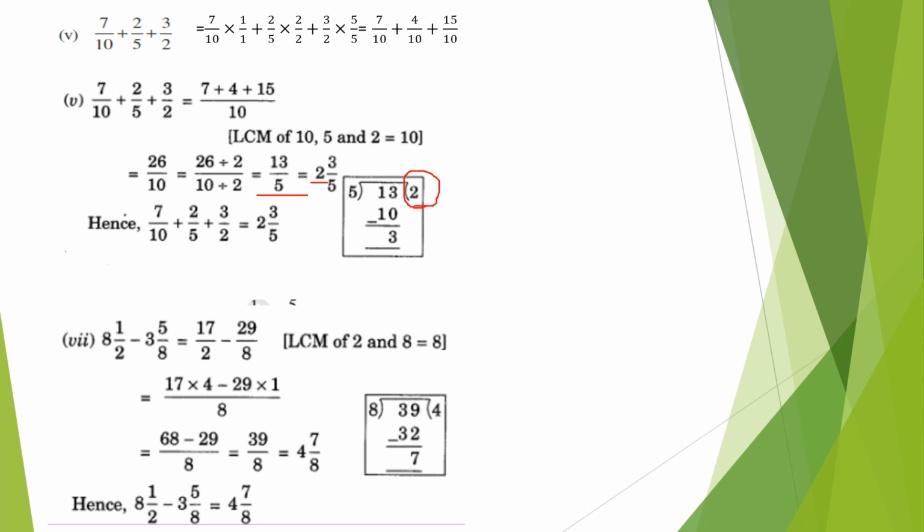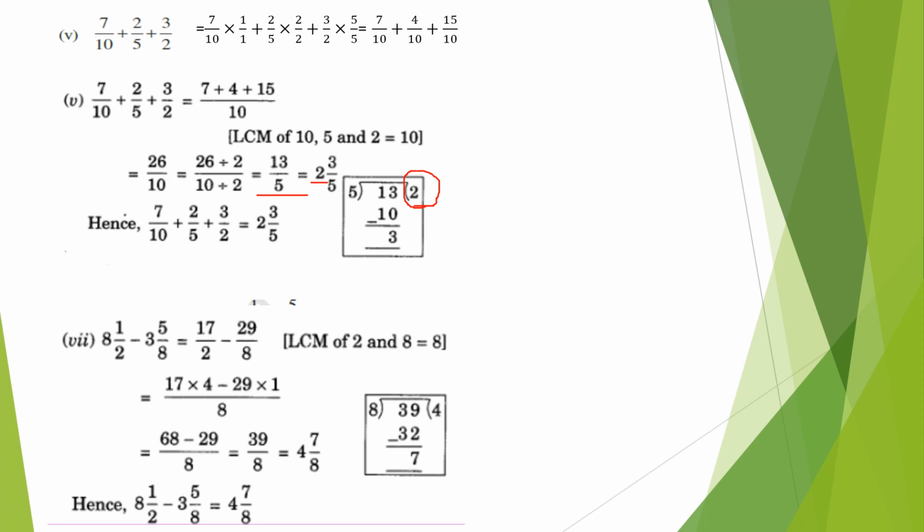Look at the denominators 2 and 8. Both are different, so we have to find the LCM of 2 and 8. 2 is a factor of 8, so the LCM of 2 and 8 will be equal to 8 only. The first fraction's denominator is 2. To convert it into the LCM, we can multiply numerator and denominator by 4. So 17 by 2 multiplied by 4 upon 4 minus 29 by 8 multiplied by 1 upon 1, which is equal to 68 upon 8 minus 29 upon 8.